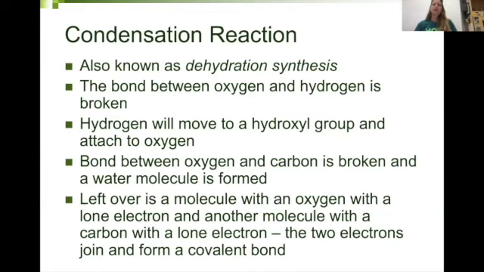So the bond between oxygen and hydrogen in a large molecule, macromolecule, is broken. The hydrogen moves to the hydroxyl group and attaches to the oxygen, and the bond between oxygen and carbon is broken, and a water molecule is formed. That water molecule pops off, and when it pops off, it breaks apart this larger macromolecule. Left over is a molecule with an oxygen and a lone electron, and another molecule with a carbon and a lone electron, and these two things come together because they don't like being apart and make a covalent bond.